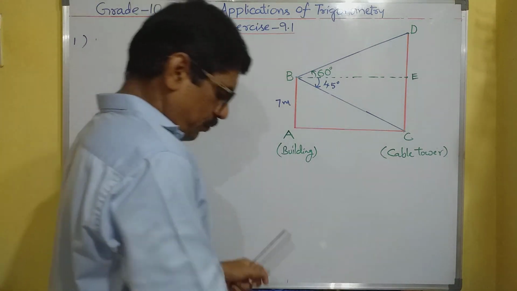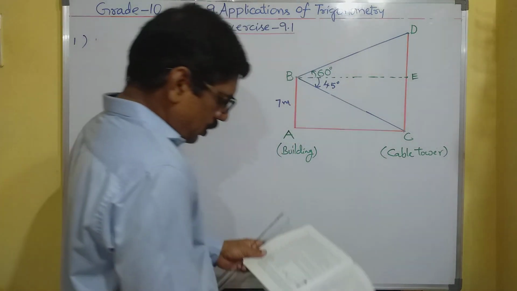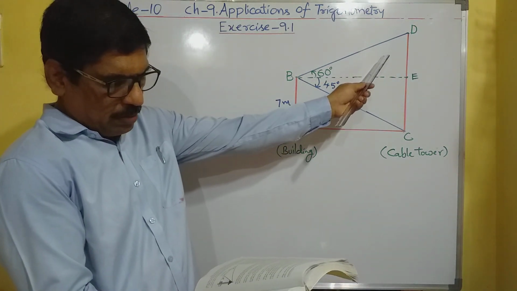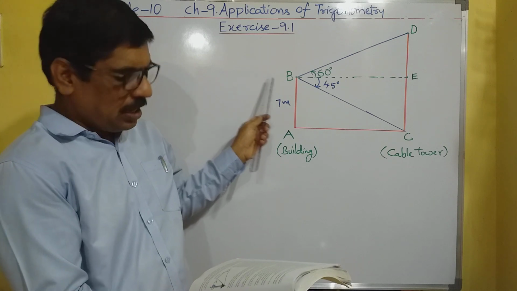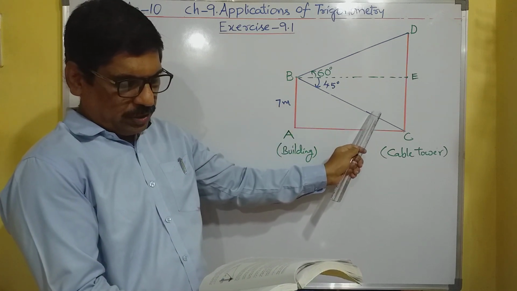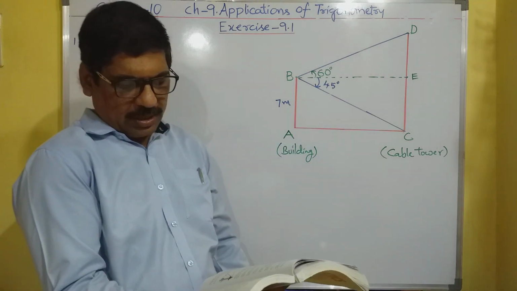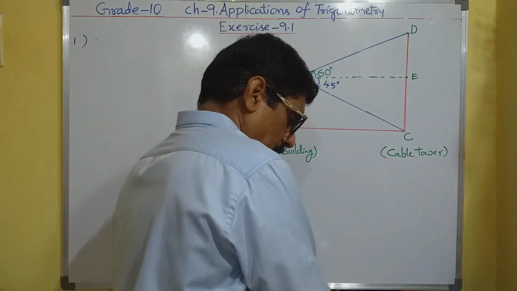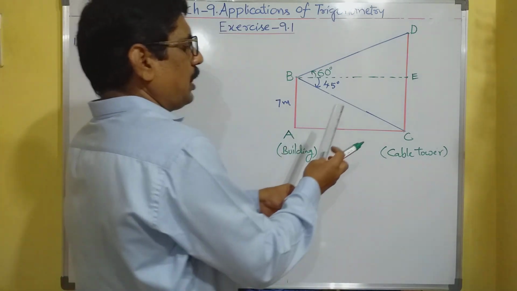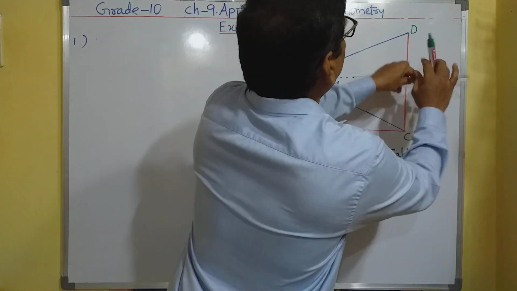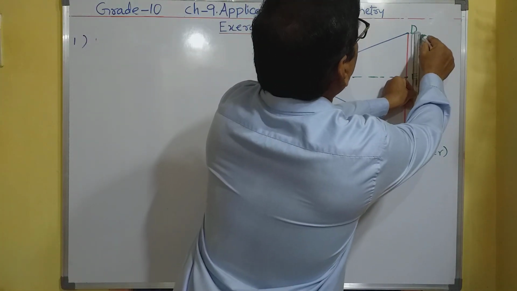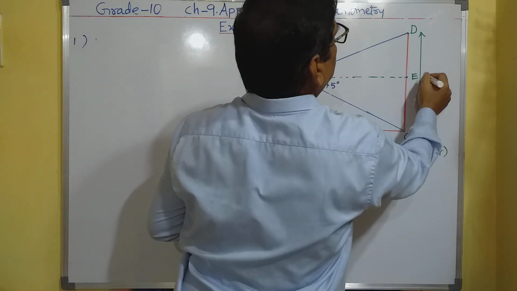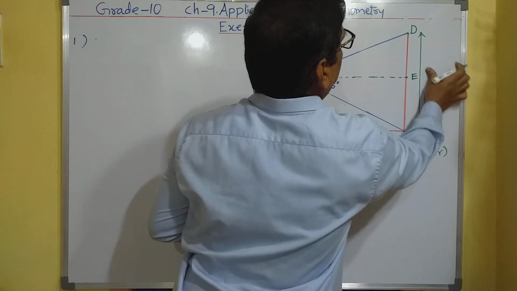Now, what we need to find from this information? From the top of a 7 meters high building, the angle of elevation of the top of the cable tower is 60 degrees and the angle of depression of its foot is 45 degrees. Determine the height of the tower. So we need to find the height of the tower. It was not given. Let us take it as h. I am taking this height as h meters.